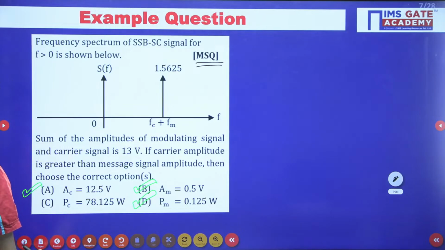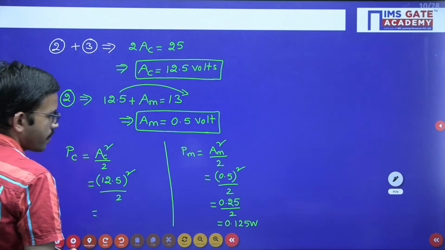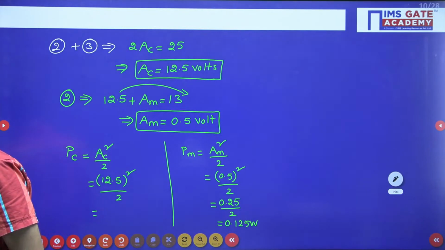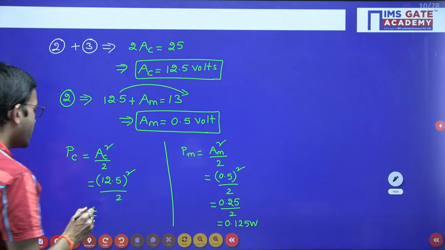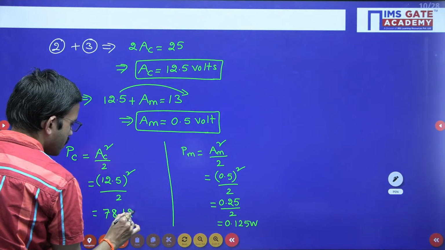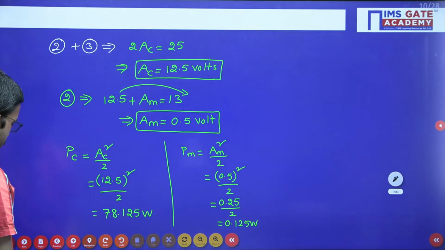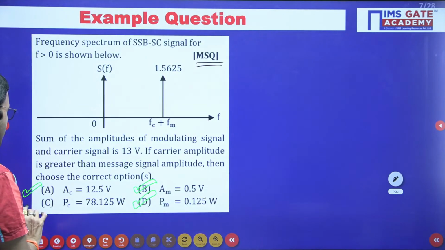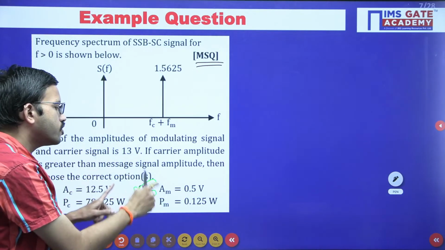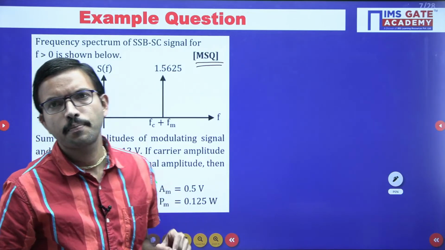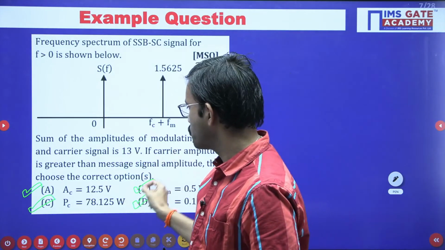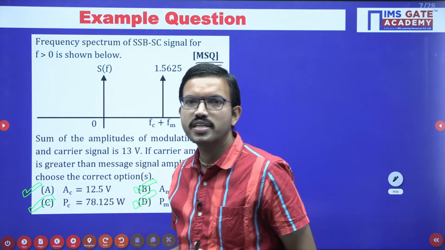Right, what about option C? Is it correct or not? How much value you are going to get regarding carrier power? Just do the simplification, you will get 78.125. Yes, same answer. Whatever they have given in option C, both are matching. So for this question, all the 4 choices you are having are correct. For MSQ, either one option or more than one option can be correct. So for this question, all the 4 choices are correct, right?